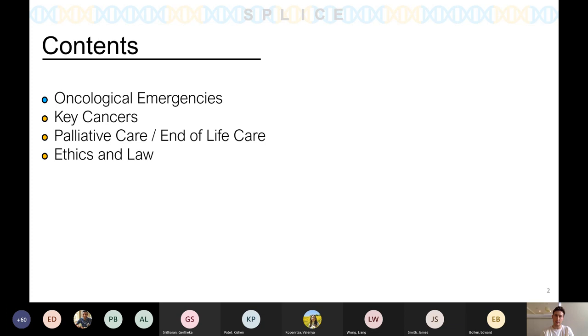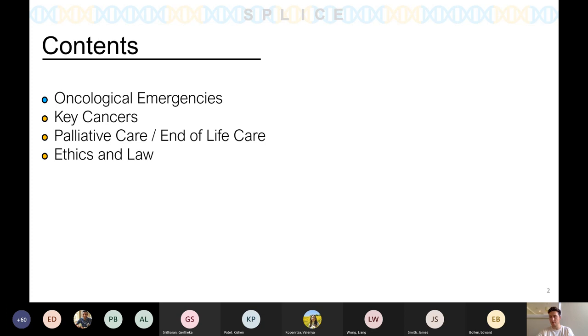Then I've included basically two summary slides on some of the core cancers. However, I think knowing the cancers in a lot of detail is probably a bit above our level. So I've just focused on the key facts of those cancers, particularly the two-week wait criteria, which I think is the best thing for you guys to learn.